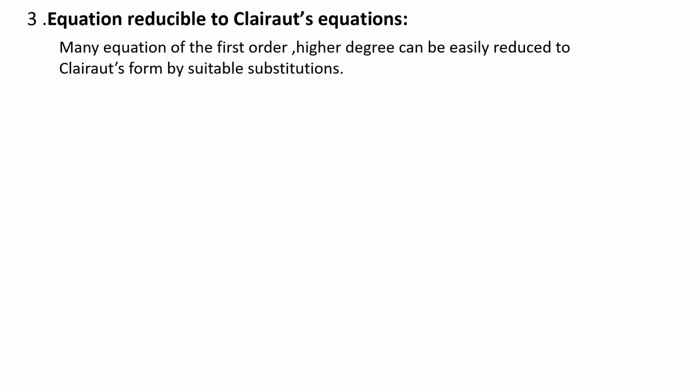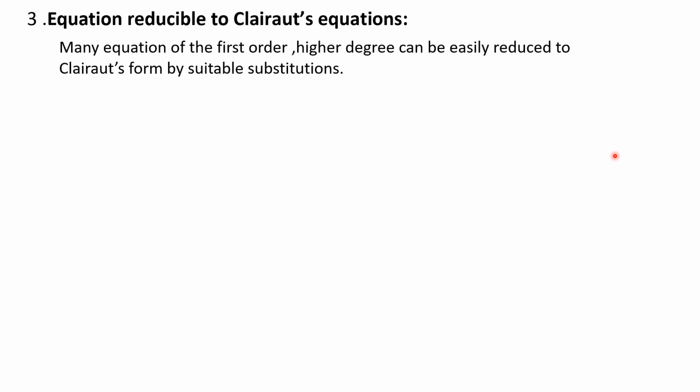Now, next we move on to equations reducible to Clairaut's equation. So as of now, what we have taken is, if it is in the standard form y equal to xp plus f of p, we can directly solve by writing the general solution just replacing p by c. But many equations of the first order and higher degree might not be in this standard form, but by using some suitable substitution one can easily reduce it to Clairaut's form. So here we take some of the problems where we can reduce it to Clairaut's by using suitable substitutions.